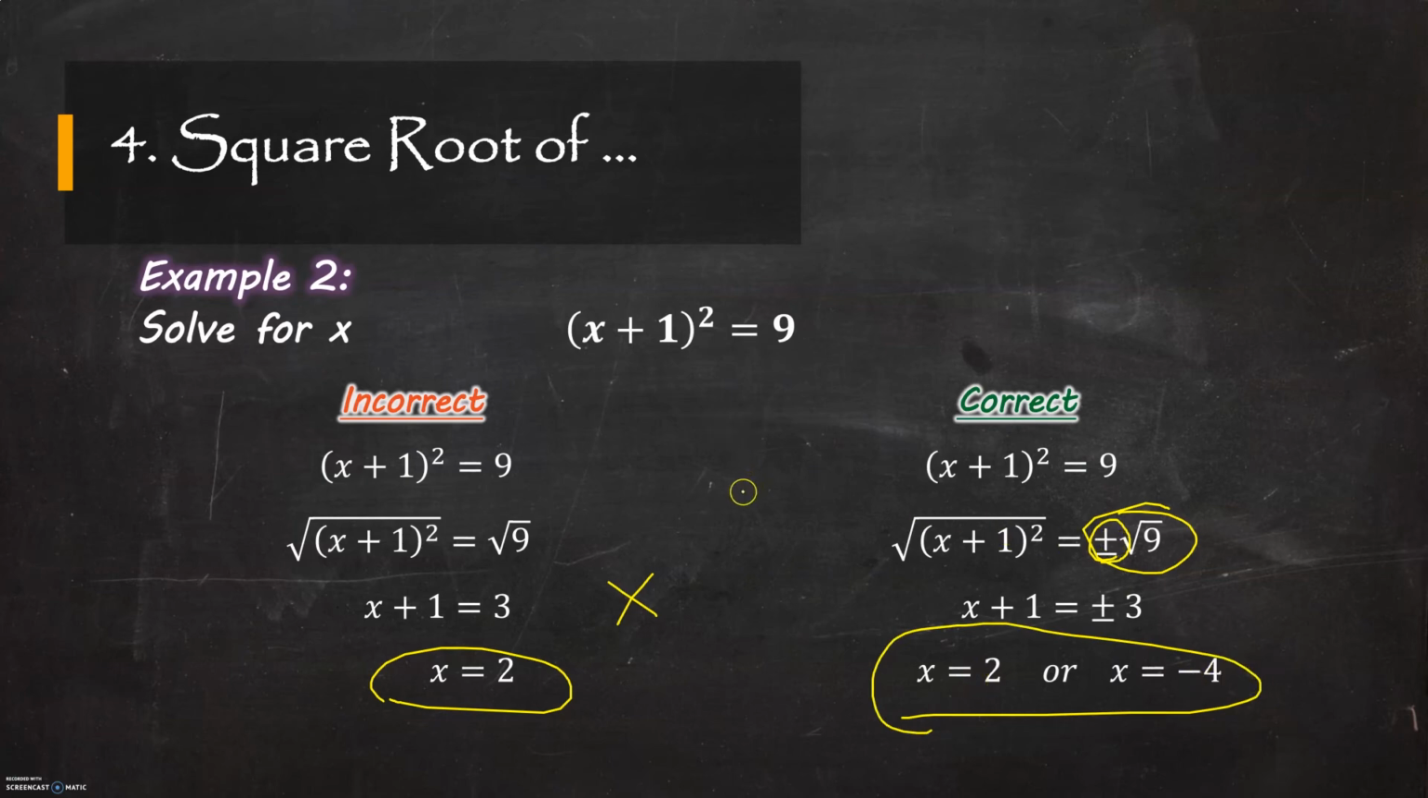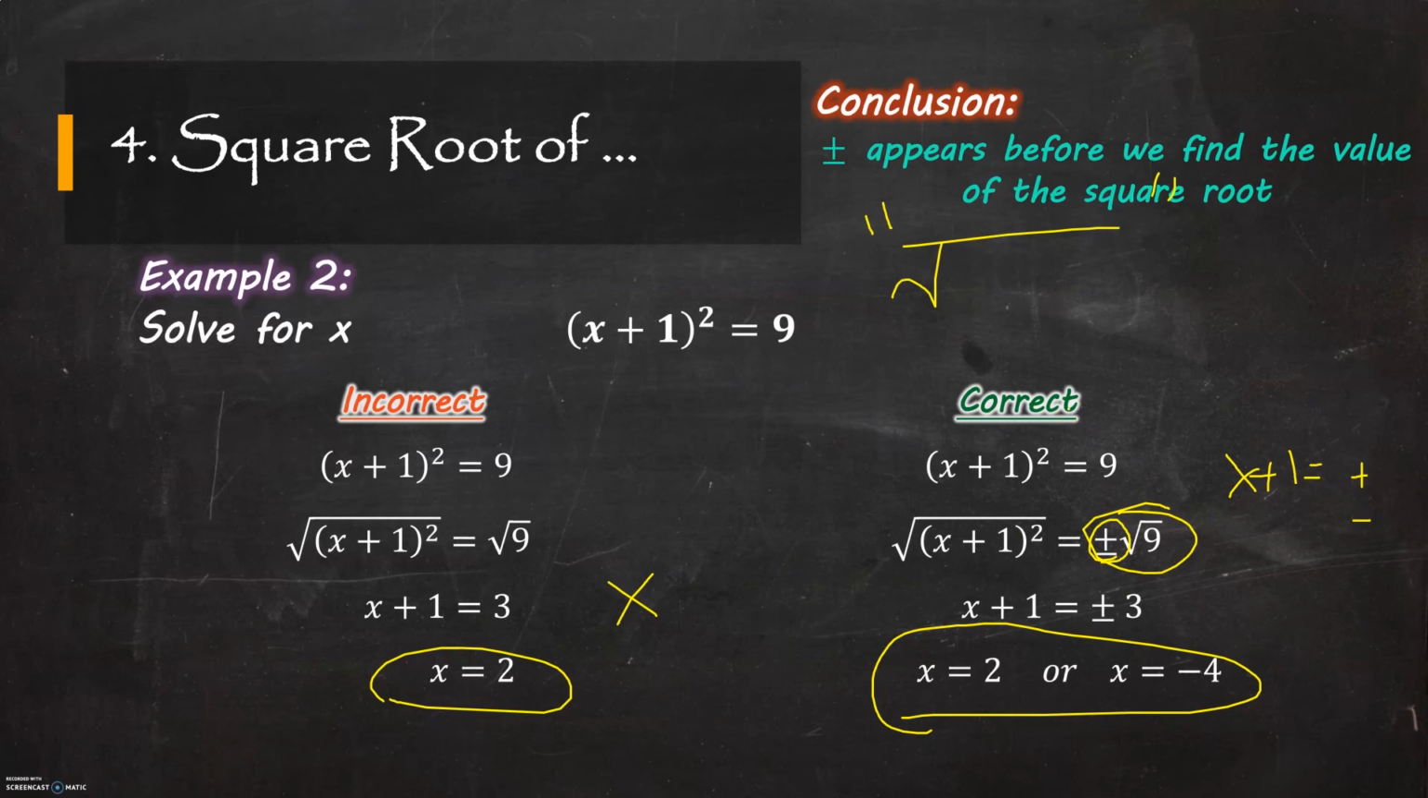So the difference between the second example and the first example is that in the second example, you are taking the square root. However, in the previous one, the square root is given. So whatever it is, if it's positive, then it's positive. If it's a negative square root, then it's negative. But here, you have to consider both situations, right? This x plus 1 here can be positive. It can also be negative. So here's the conclusion: plus minus appears before we find the value of the square root.